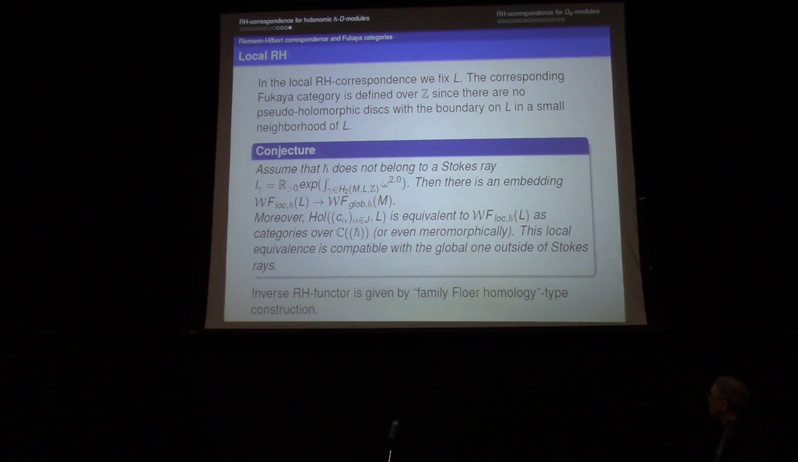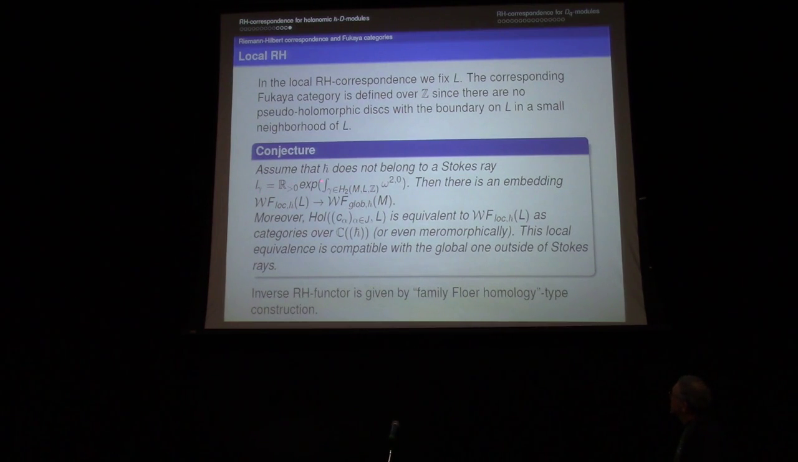But there is a relation. Again, I formulate everything in the conjectural way, although there are some hints on how to prove it. So there are countably many Stokes rays. Actually, these are defined by the periods of the holomorphic symplectic form with respect to the relative classes H2 of the cotangent bundle. So I consider disks with a boundary on the spectral curve.